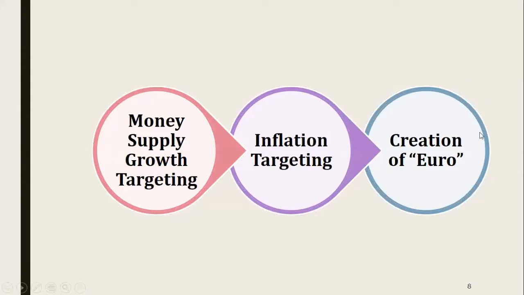Then one benchmark in central bank history is the creation of the euro. This is a common currency, a notable milestone in central banking. Why? 11 founding members in the European Union formed this European currency called the euro, the common currency, and a common central bank for the union called the European Central Bank. So it's a notable milestone in central bank history.